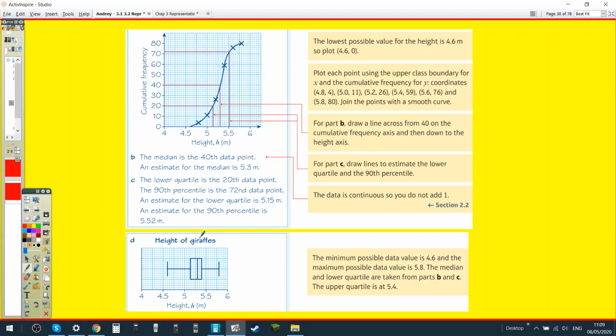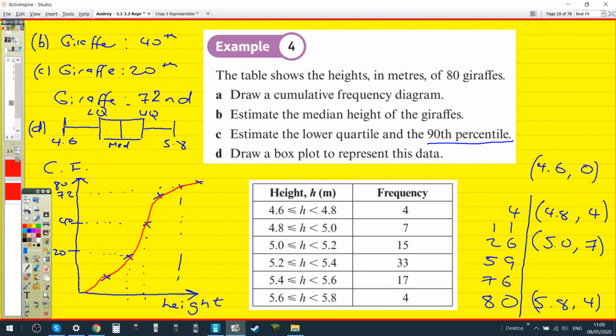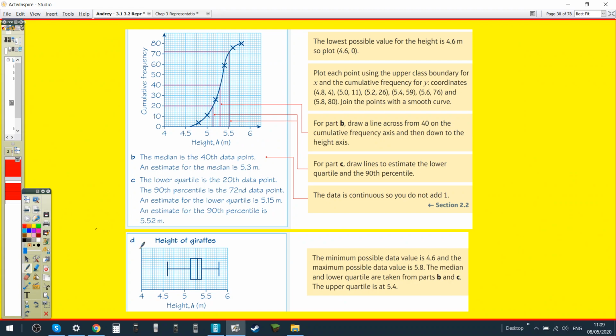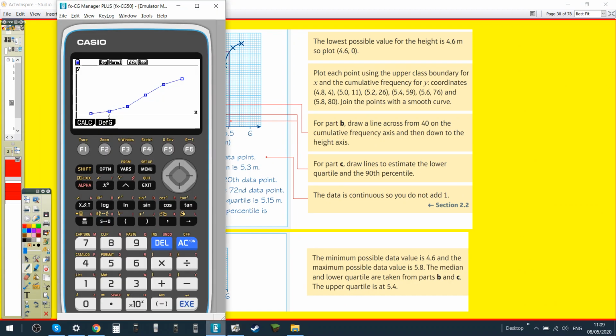And then the height of the giraffes. So it goes 4.6. We got those, and it goes up to 5.8. So 4.6 to 5.8. That's good. And I just discovered something. I was trying to do cumulative frequency with the calculator. So I just did the stuff, but there's no y-axis, so it's not really helpful.